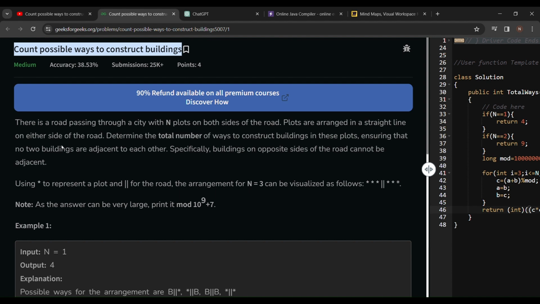So first, in this question we have to find the number of ways in which we can construct buildings on one side of the road. There are two sides, left side and right side, where we are given n plots. So let's go to my copy to understand this.